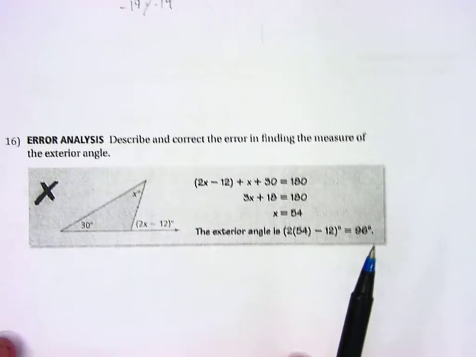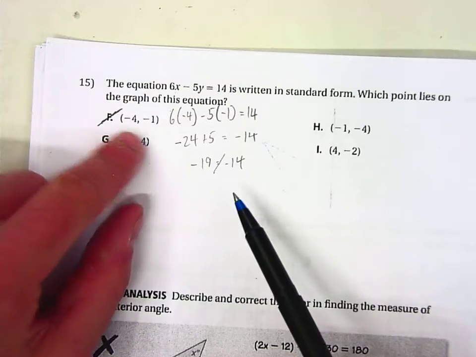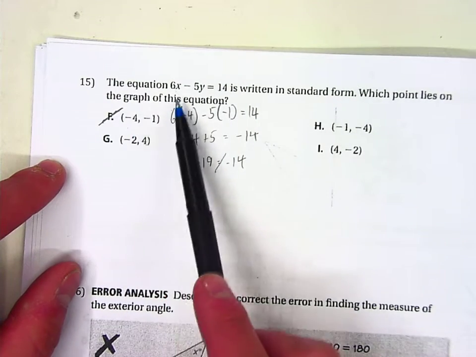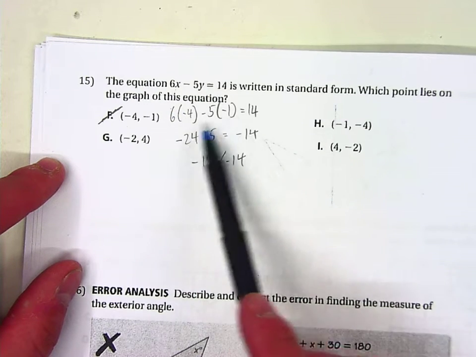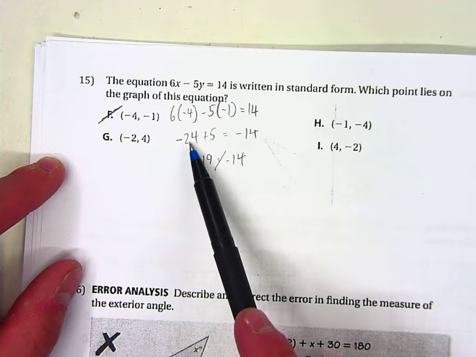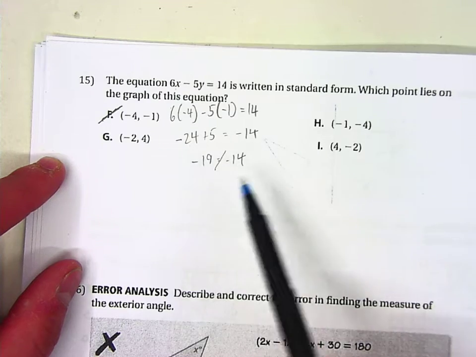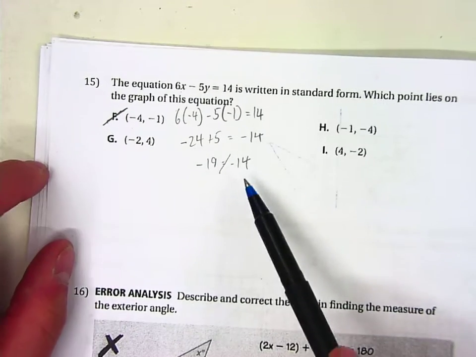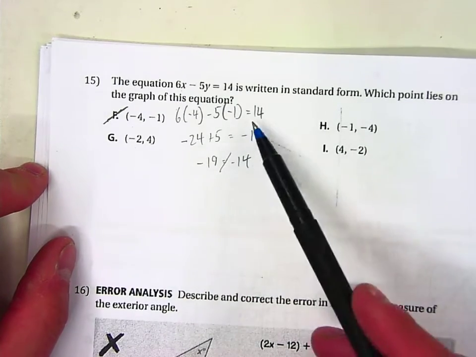And let's see, what else do we want to do here? Which point lies on the graph of this equation on number 15? Well, I started to check with this point. All I did was take my x value, substitute it in for x, take my y value, substitute it in for y, and check to see if my equation makes sense. Well, in this case, negative 24 minus negative 5 is really plus 5. I get an equation that is not true. I know it's not this point. I'll let you plug in these x and y values and make a decision on which point satisfies the equation and does fall on your line.